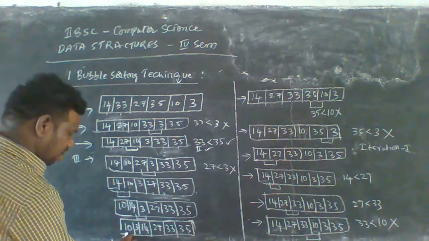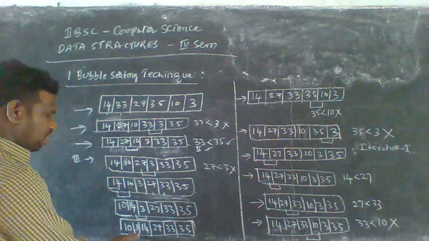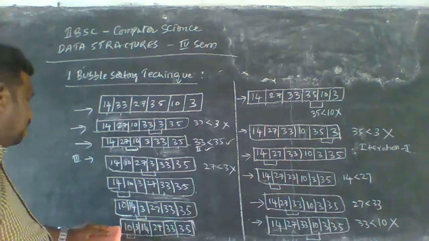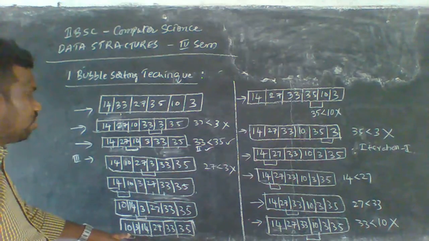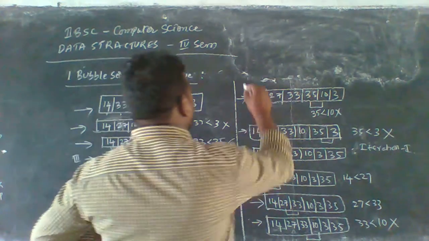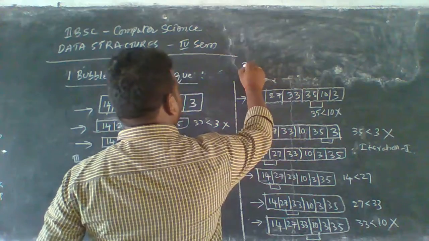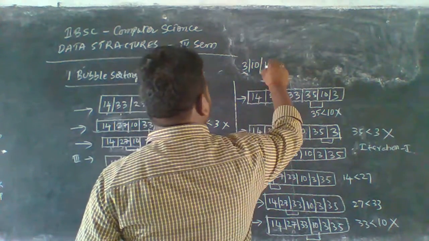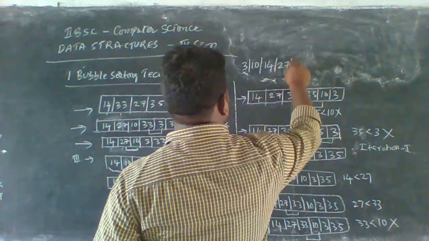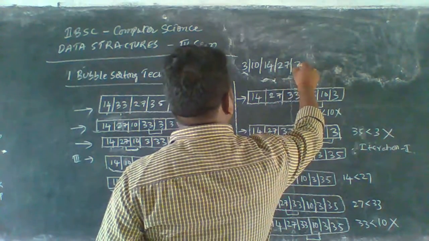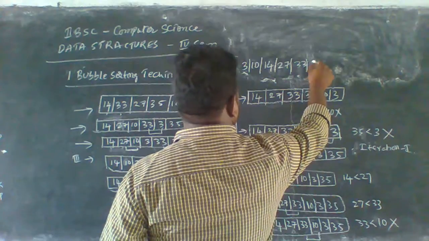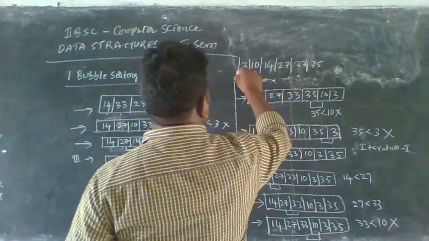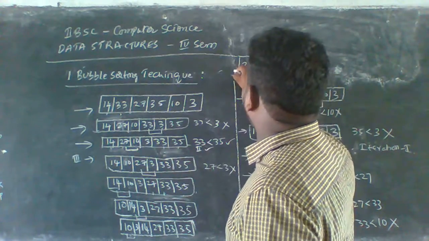We can come to here. We can change these values, 10 and 3 here. That's why 10 will be transferred into 3 here. So 3, 10, then 14, 27, 33, 35 here. Okay, this is the last iteration.